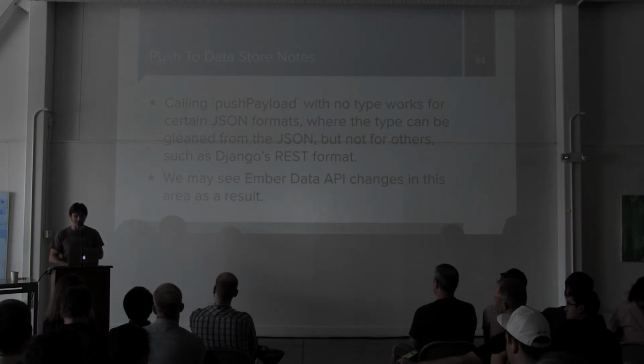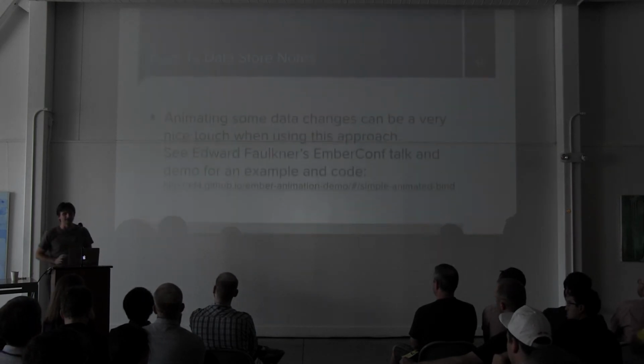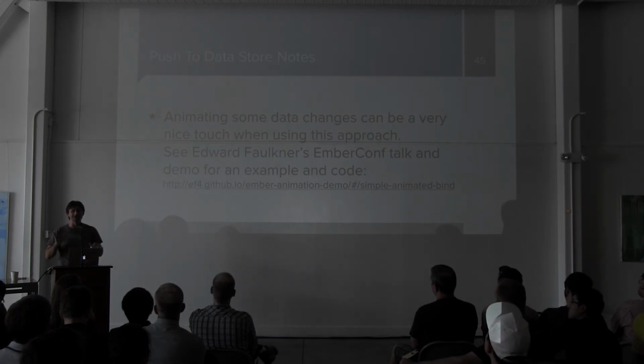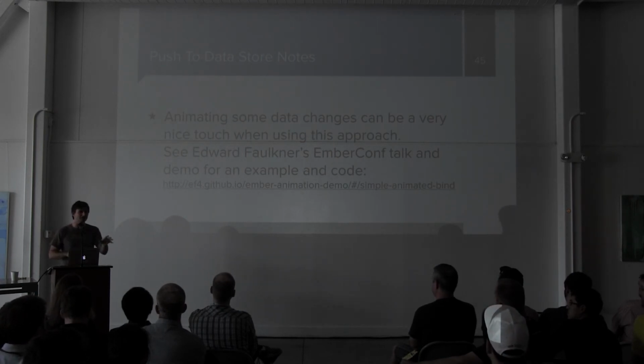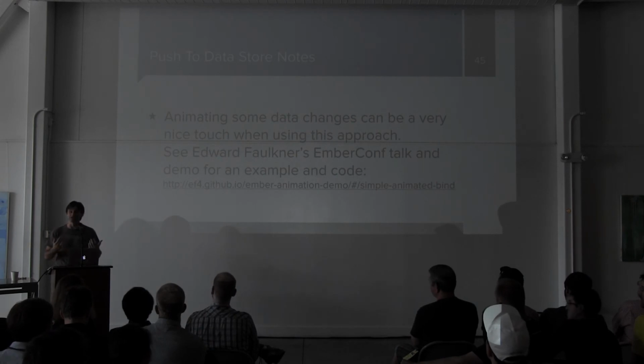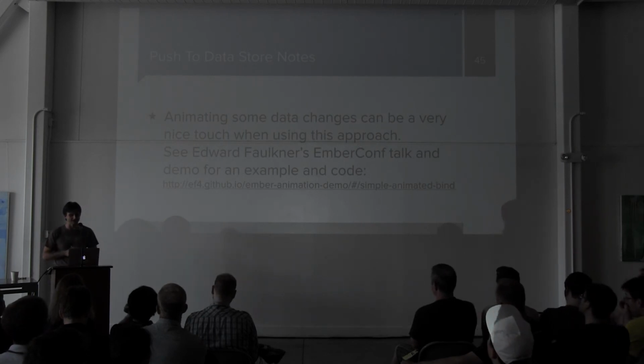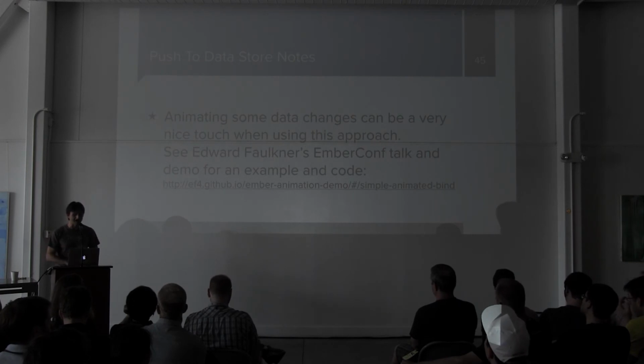That should help people be less confused about this. Now, I implemented this with a client not too long ago, and it can be kind of subtle because this data just comes in, and numbers might update in different parts of your UI, and maybe that's good enough. But if you want to call attention to it, I would highly recommend checking out Edward Faulkner's EmberConf talk. Edward is speaking a little bit later today on a different topic, but he's got some awesome examples of how to do bindable properties that animate.